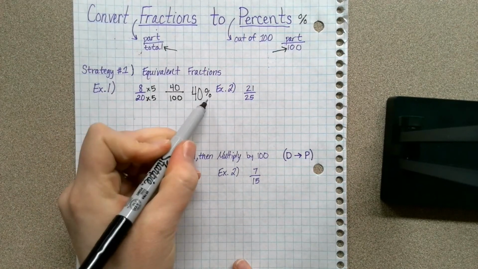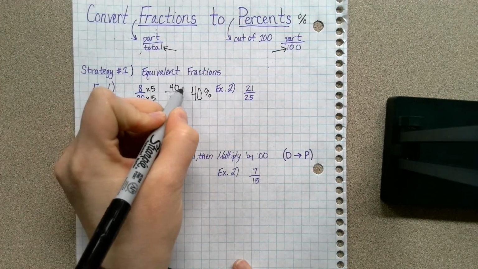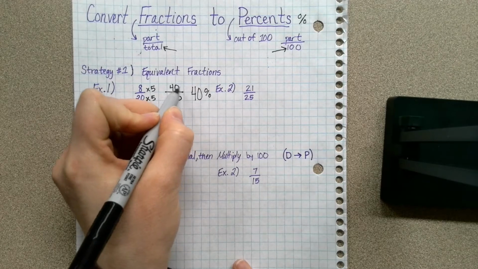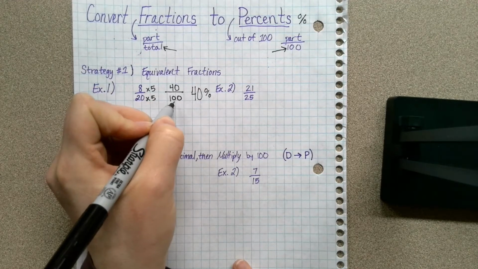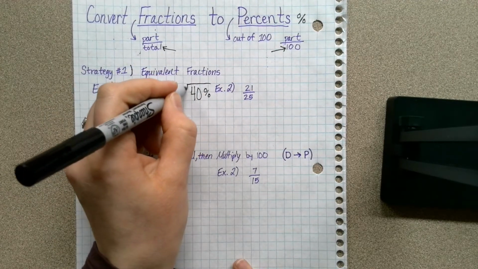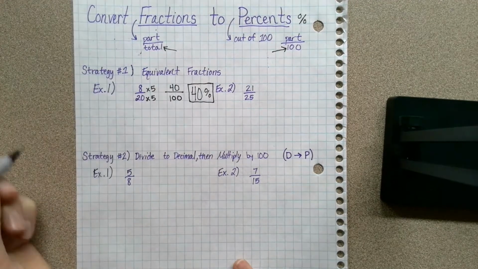Notice we have to write that separate, because if we were to put the percent up here, it'd be 40%, which is 40 out of 100 again. So we must write it again as 40%.